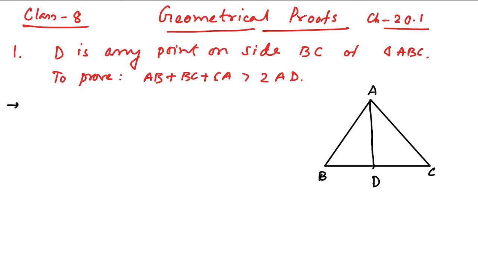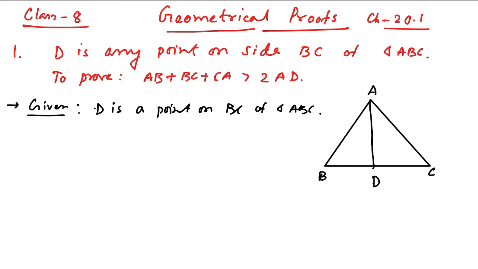Look at this carefully. First we have to write the given. What is given? Triangle ABC, D is a point on BC of triangle ABC. This is given. To prove, we have to prove AB plus BC plus CA is greater than 2 AD.